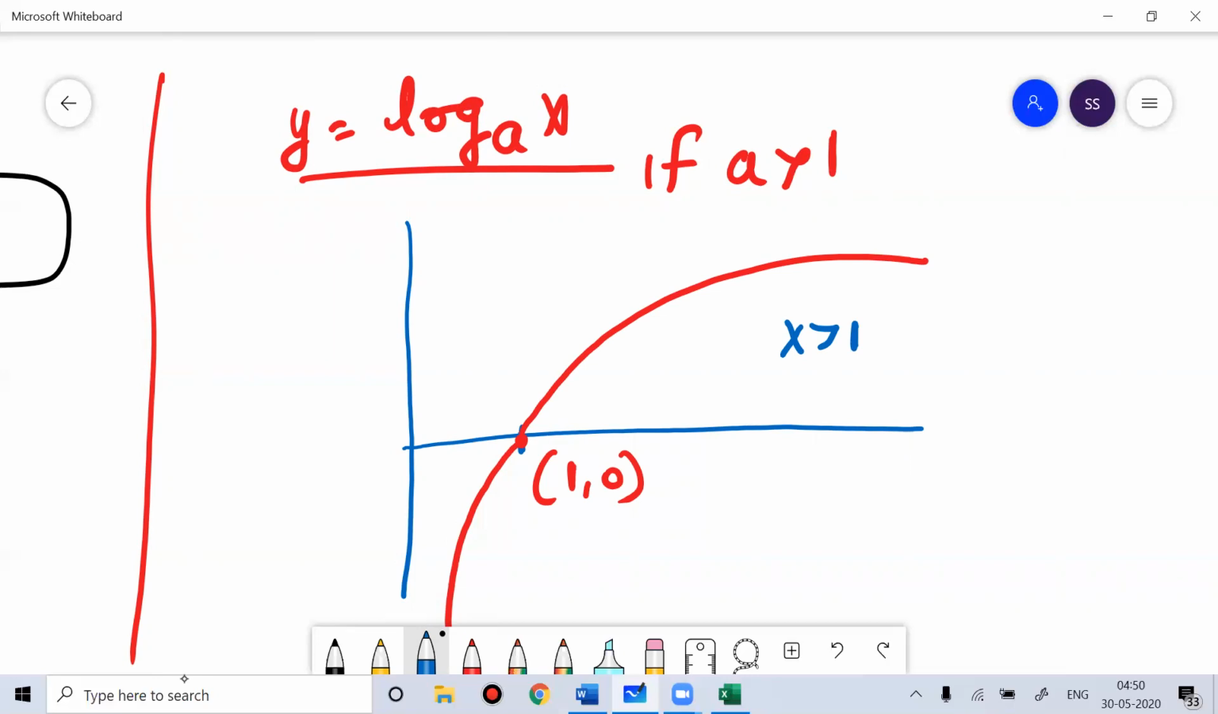If you take any x value between 0 and 1, you get a negative value of y. So the range of log of x would be from minus infinity to plus infinity. The domain of log would be only positive values of x, between 0 and infinity. So you can talk about domain and range also.